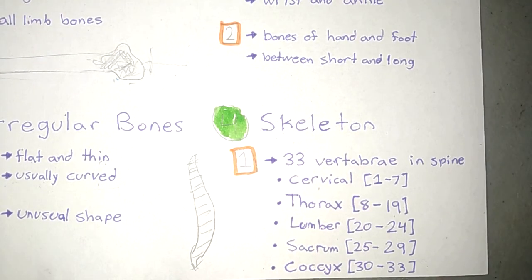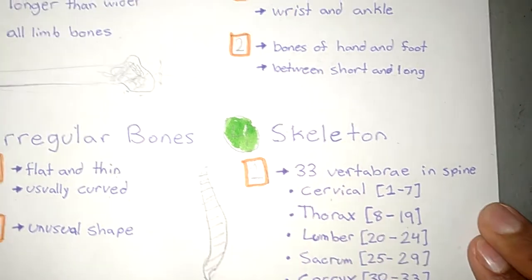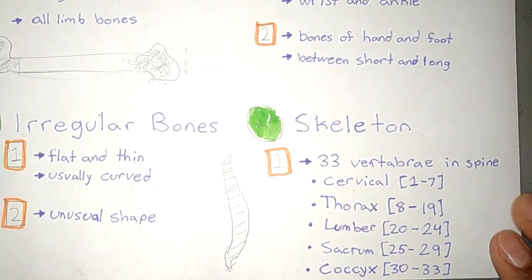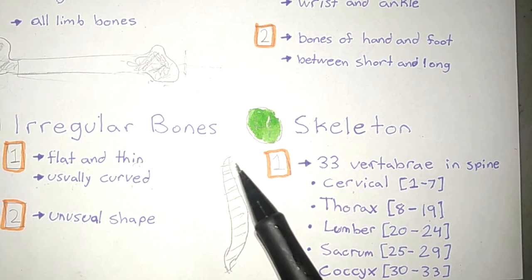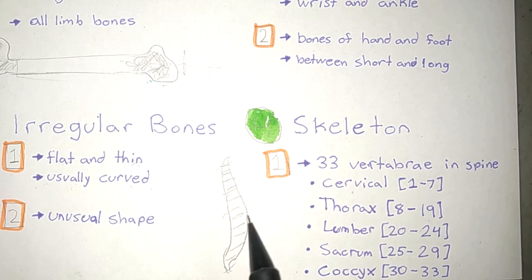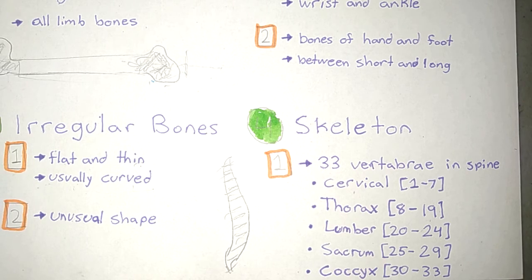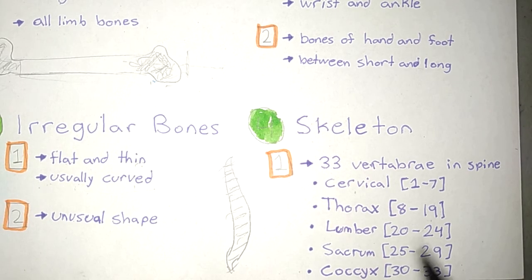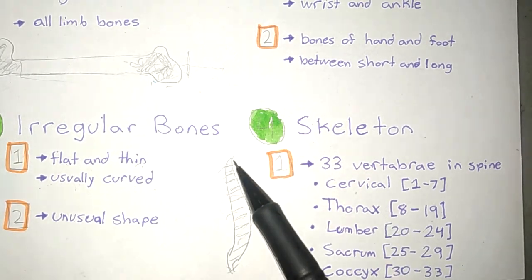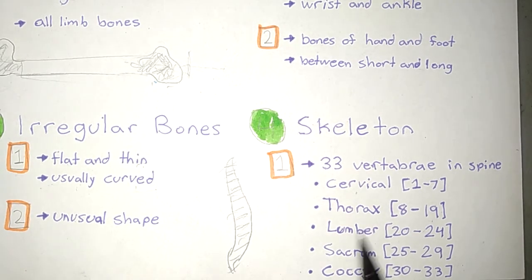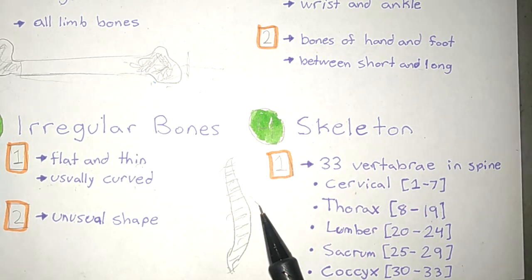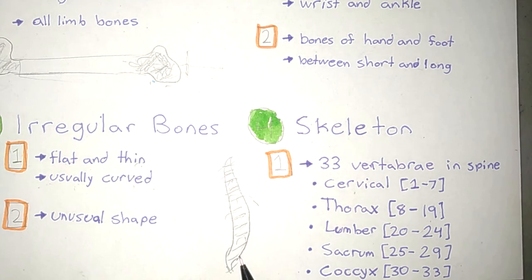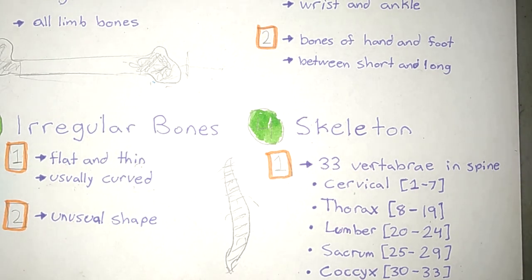Okay, so we have over here the spinal cord. I roughly drew it, and there would be 33 individual discs. We call them vertebrae. The first 7 are the cervical vertebrae, then from 8 to 19 would be the thoracic, and then would be the lumbar spine, the sacrum, and finally the coccyx.